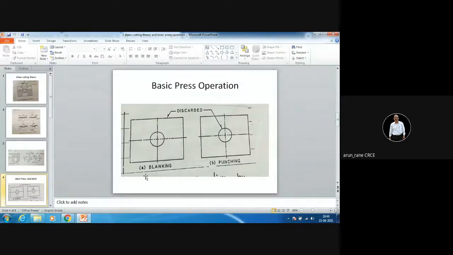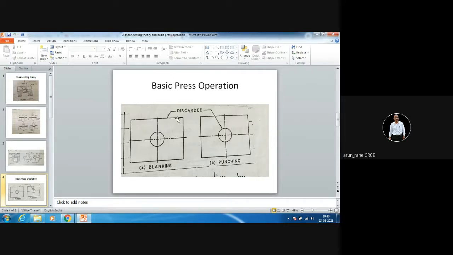So in case of blanking, this is a basic press operation, that is blanking and punching. Just to recap. Many times the students get confused about what is blanking and what is punching. Here I am going to use a coin. That coin is nothing but my blank. So this is what is blanking.